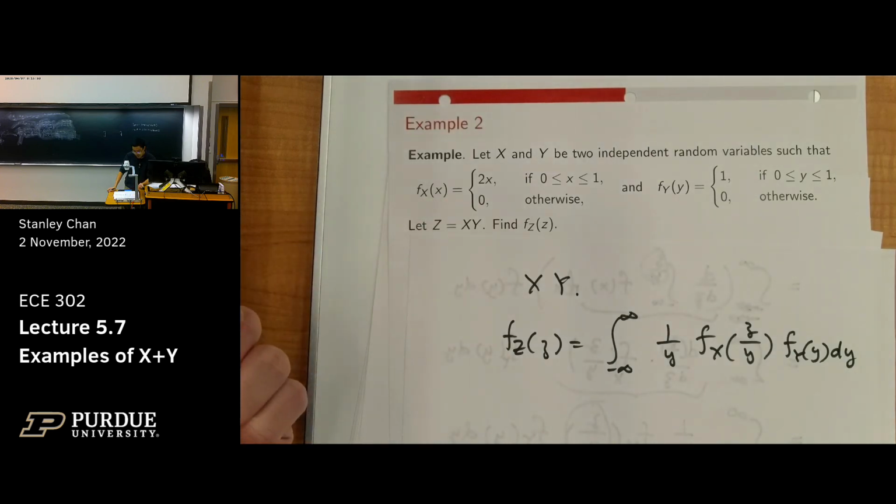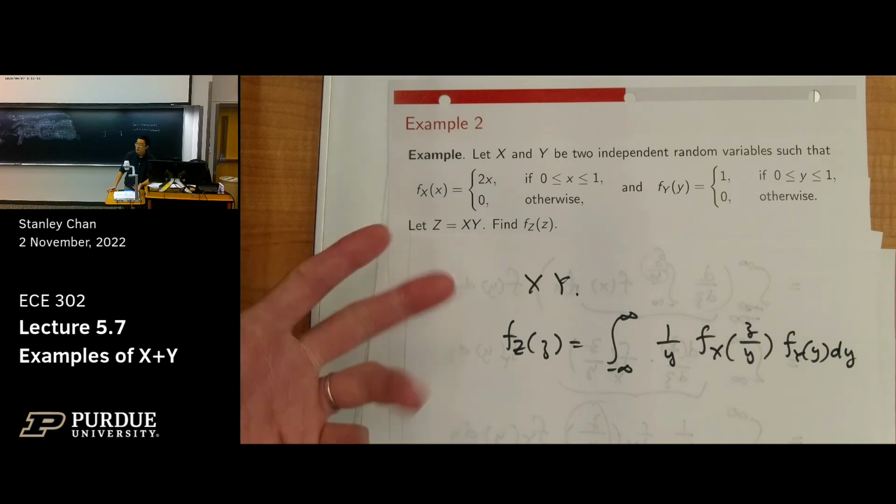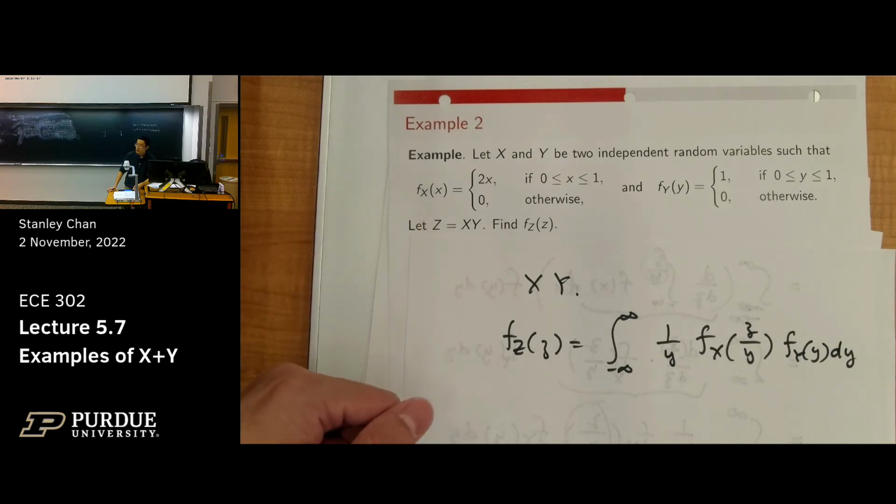Now you can do the same thing for x divided by y. You can do the same thing for x minus y, and so on. So that's addition, subtraction, multiplication, division, 4 operations. Same principle. Go through the CDF and then go through the PDF, and you can get the results.